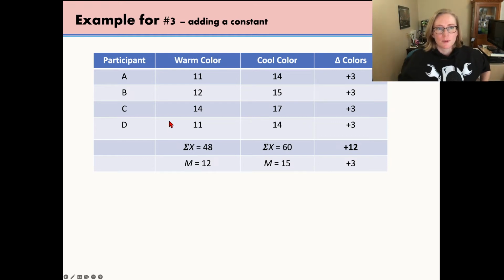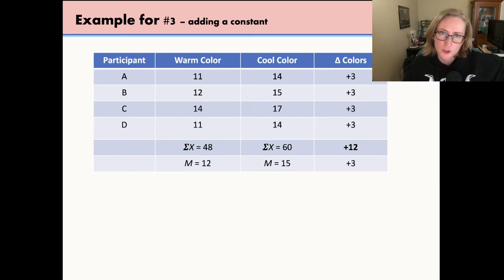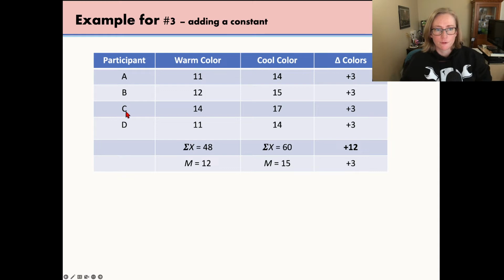Okay, so this example I think is taken from the book. This was how the color of the text influences your reading abilities. So whether it's a warm color or a cool color. 4 participants. And you have here 11, 12, 14, 11. With the cool color, you may notice, so delta here means the difference, change in or difference between something. So the difference in the colors, in each case, it's +3.